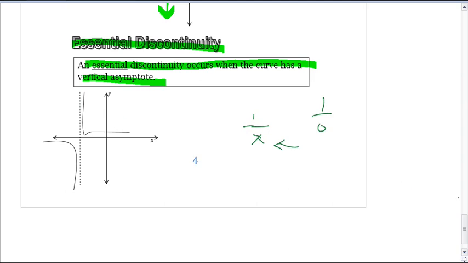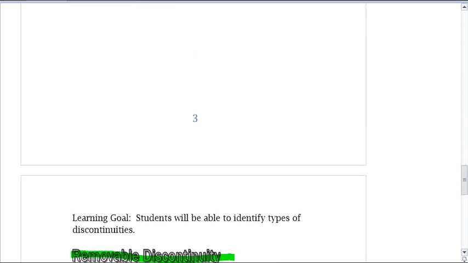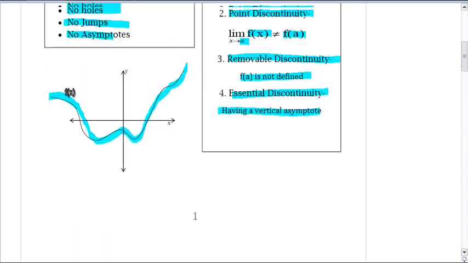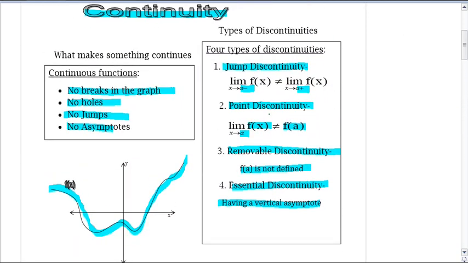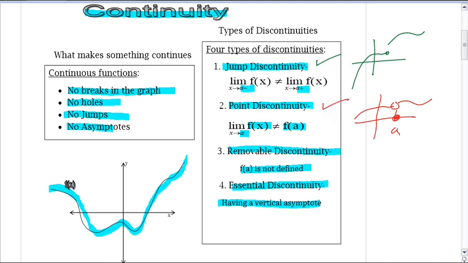So just to recap, scroll all the way back up. We have four types of discontinuities. The first one is called a jump discontinuity. It looks a little something like this if I sketched it really quick. So you would have to jump from one graph to another to get there. So that's called jump discontinuity. Let me grab Mr. Red here. Point discontinuity would look something like this at a. We have a curve, and then we have a hole, and then we have a point someplace else. So that's point discontinuity.